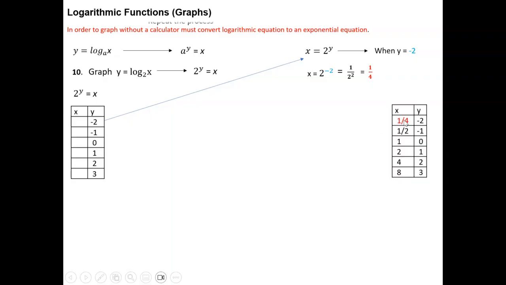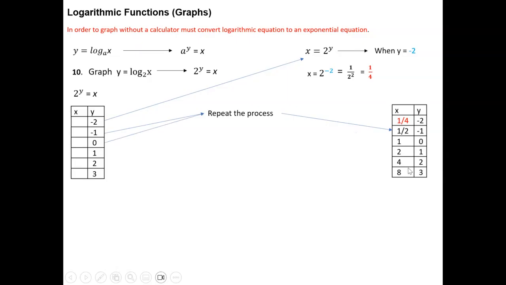Right? There it is. And then we repeat the process. So this is what we get from the table on the left, we get the table on the right. So x is 1/4, y is -2. X is 1/2, y is -1. X is 1, y is 0. X is 2, y is 1. X is 4, y is 2. And x is 8, y is 3.